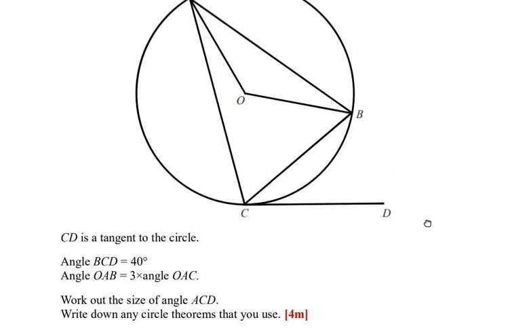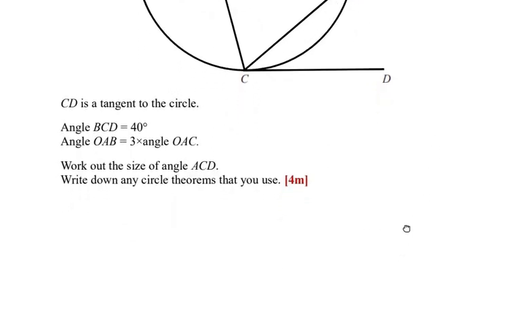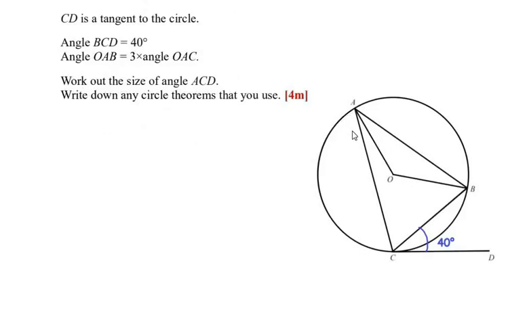So let us try to understand the question here, and let me take down this figure over here for easy reference. So here we have been given 3 points ABC on the circumference of a circle, and CD is a tangent touching the circle at point C, and it has been given that angle OAB, that is this angle, is 3 times angle OAC, that is this angle. And the value of angle BCD is given to us as 40 degrees. We need to find out the size of the angle ACD, that is this big angle.